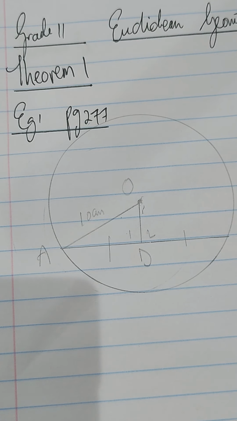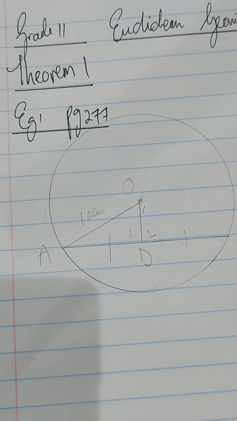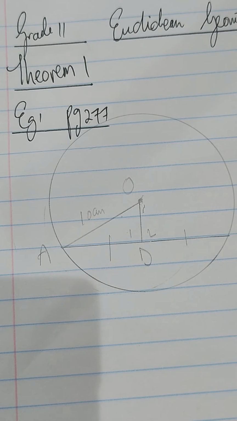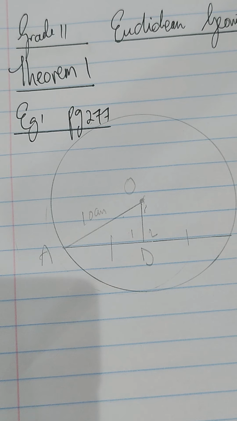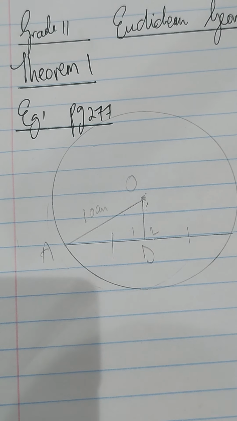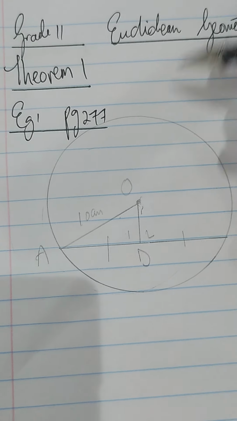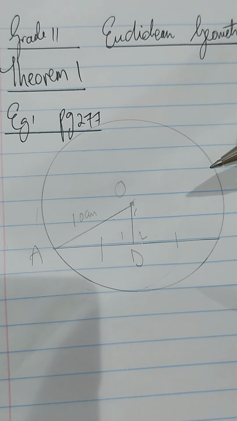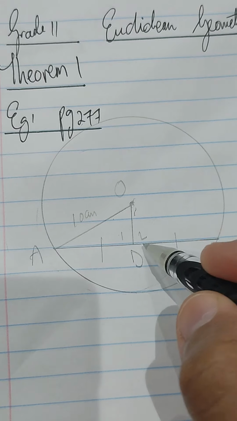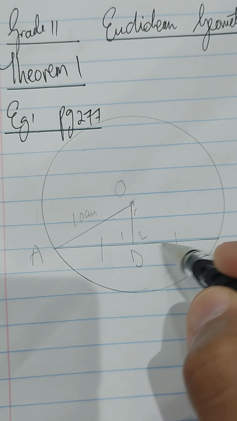Okay, the textbook that is in use is The Clever, Keeping Maths Simple. We're on page 277. This is example 1. So the question says, given AB is a chord of the circle center O. D is the midpoint of AB. As indicated there, it's the midpoint, so those lengths are equal.